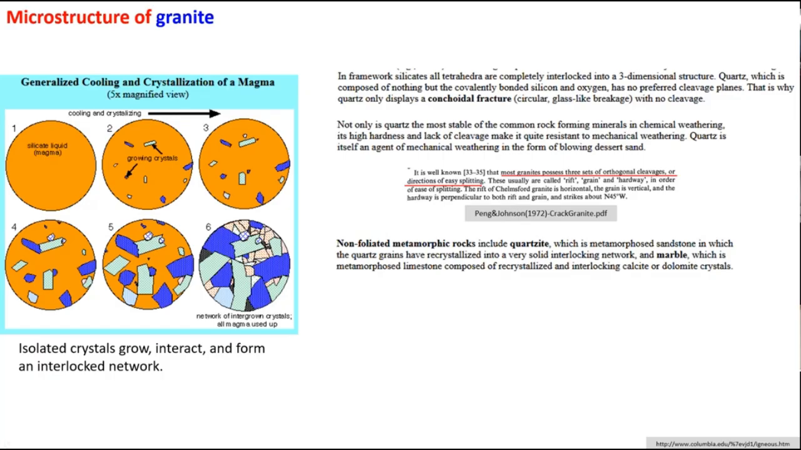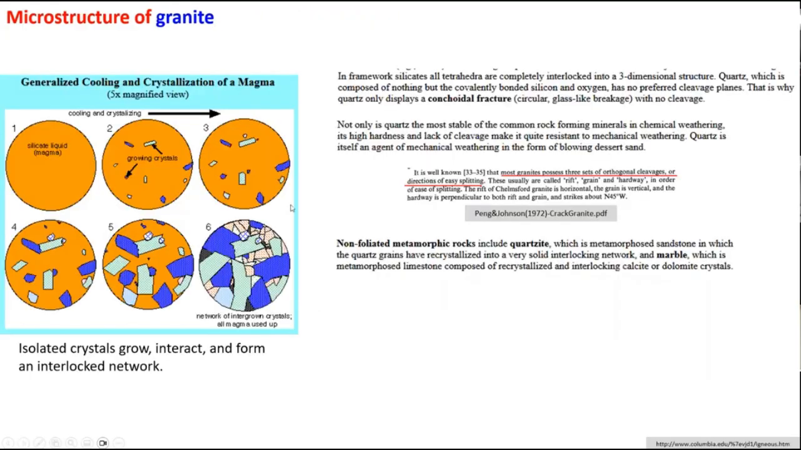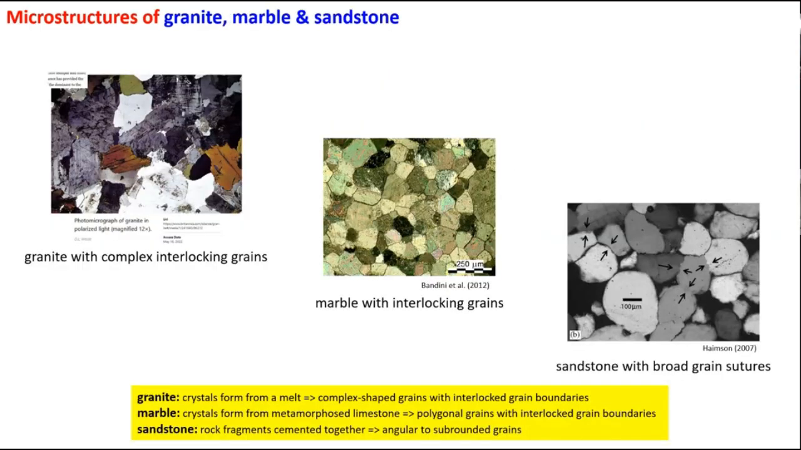That's why you get these crazy shapes. Notice that these shapes in granite are by no means polygons. They're not convex polygons. They're worse. They're even weirder shapes. Even in this cartoon, you can see they're all crazy shapes, and they're also super interlocked.